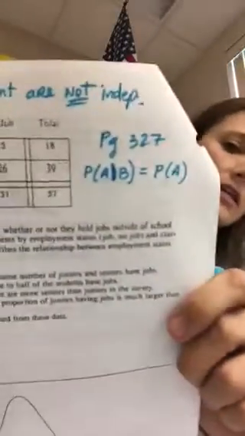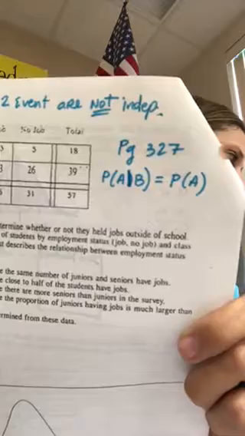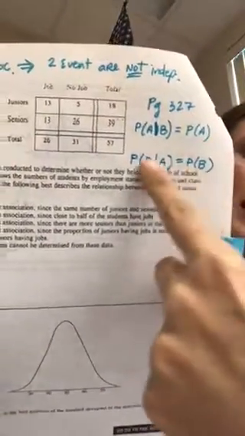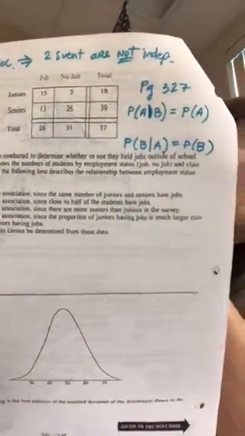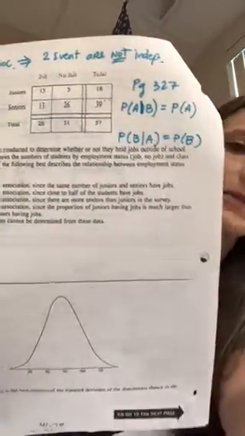The formula says the probability of A given B must be equal to the probability of A if and only if they are independent. Additionally, if and only if they're independent, the probability of B given A would also need to equal the probability of B. So using the words of the problem, the probability of a job given you're a junior equals the probability of a job. So if a third of the juniors have jobs and a third of everybody has a job, that's what we would call independent. Independent of whether or not you're a junior, a third of people have jobs.